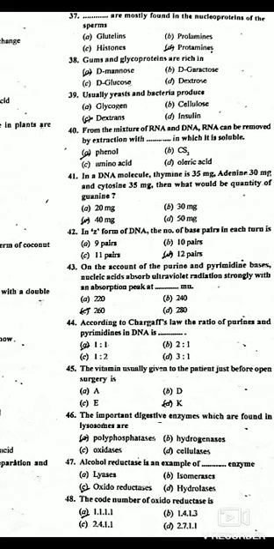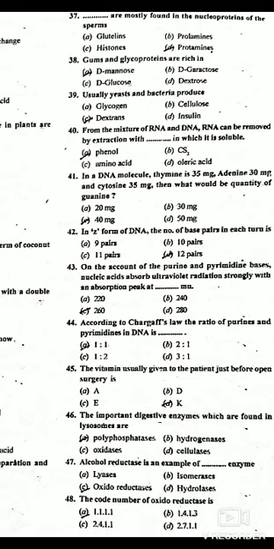42 question, in Z form of DNA the number of base pairs in each turn is 12 pairs, option D. 43, on the account of the purine and pyrimidine bases, nucleic acids absorb ultraviolet radiation strongly with the absorption peak at 260 mu, option C. 44, according to Chargaff's law, the ratio of purine and pyrimidine in DNA is 1:1, option A. 45, the vitamin usually given to the patient just before open surgery is vitamin K, option D.